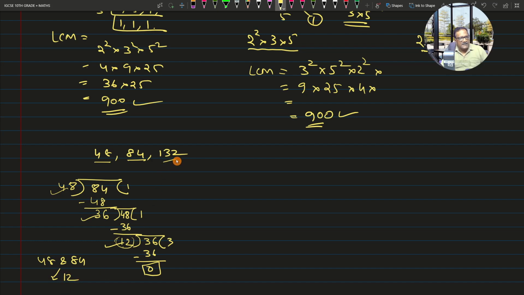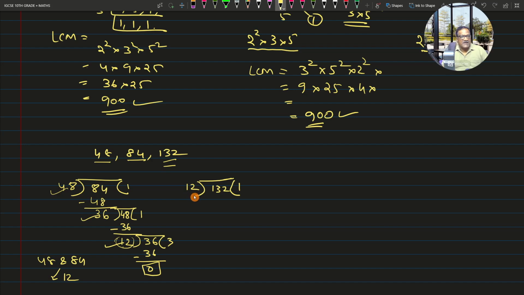Now we have the third number also, 132. So now what you have to do, the bigger number 132 you take inside, and this 12 you take, which is the HCF of these two, and repeat that division method. So 12 and 132. 12 is the divisor, 132 is the dividend. Now you'll have to take the entire number in one go.